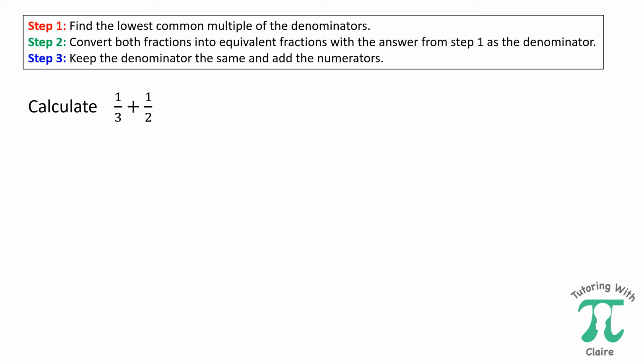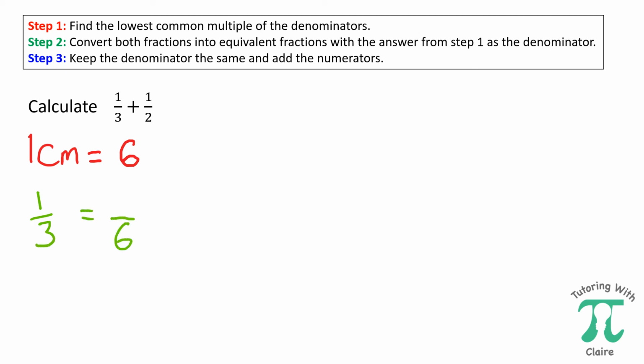Again, feel free to pause the video and have a go at this by yourself. So step 1, finding the lowest common multiple of 3 and 2. Here the lowest common multiple is 6 because 6 is a multiple of 3 and it's also a multiple of 2. Now converting both fractions into equivalent fractions.